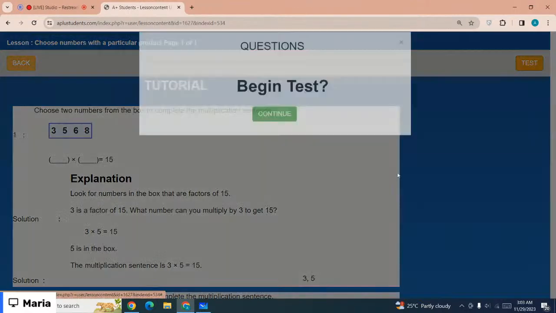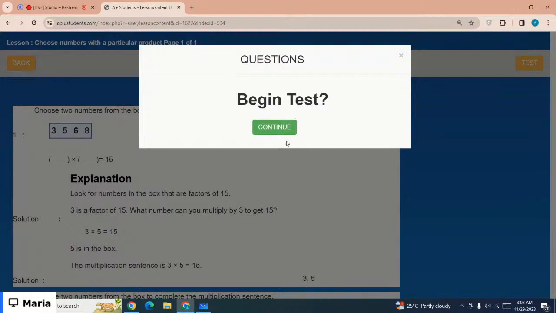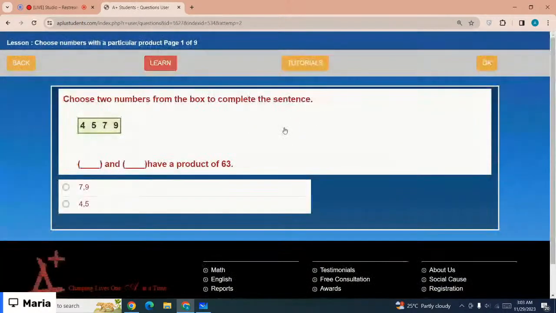So basically, you are given a product and you have to find the numbers. Which two numbers have the specific product, right? The first question is: choose two numbers from the box to complete the sentence. Dash and dash have a product of 63. So which two numbers have the product of 63? Just look at the options. You have two options given. They are 7, 9, and 4, 5.